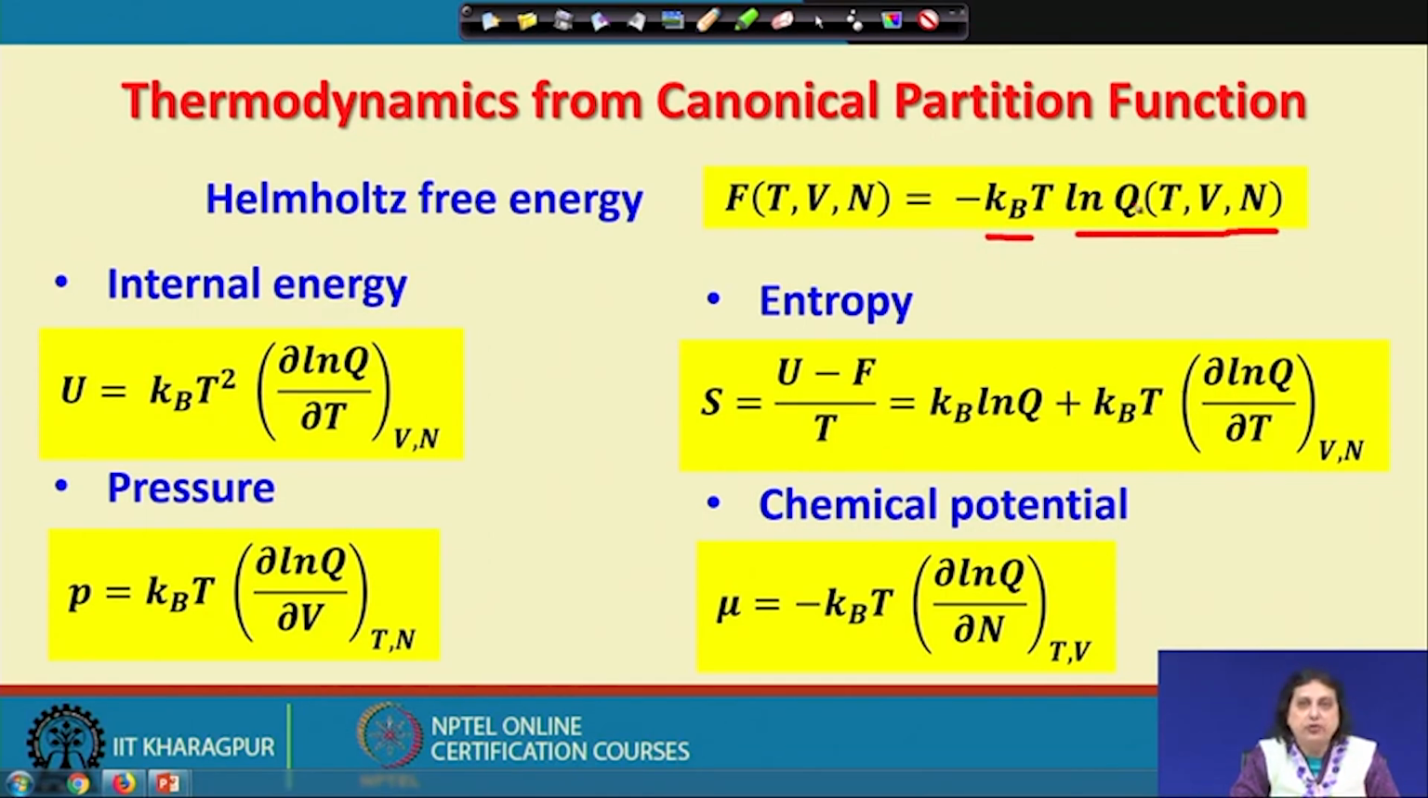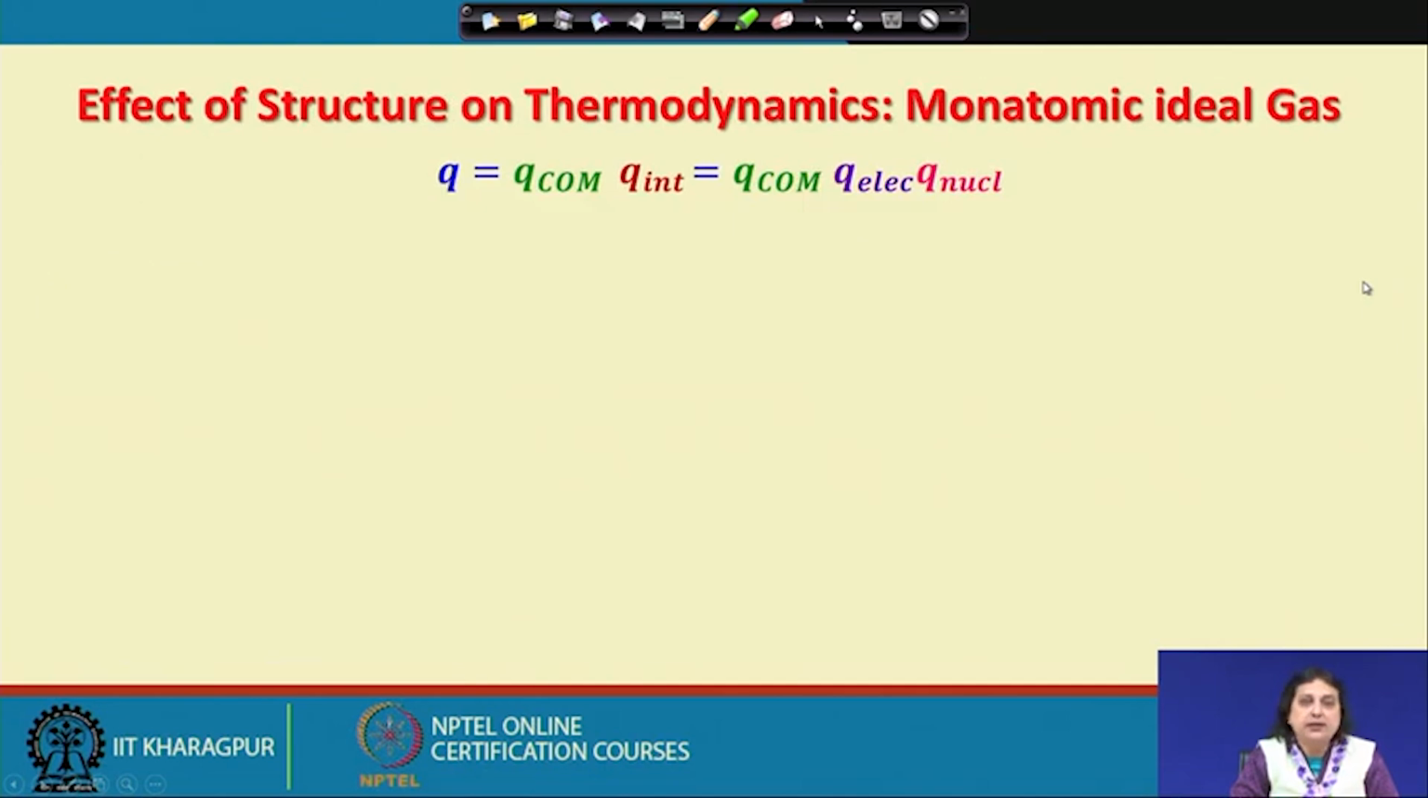Natural logarithm of Q, that is ln Q(T, V, N), and using this definition we can find the internal energy, the pressure, the entropy and the chemical potential, and we have discussed each of these equations in our earlier lectures.